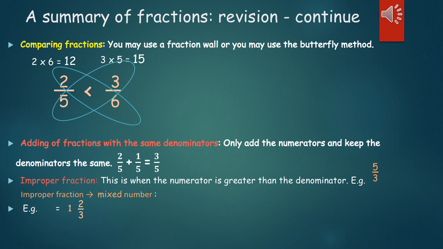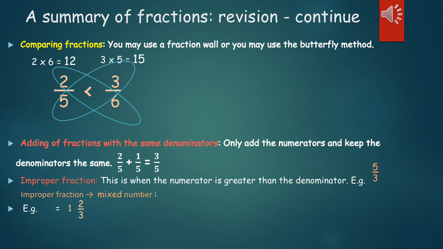Comparing fractions. You may use the fraction wall or you may use the butterfly method. 2 times 6 equals 12 and 3 times 5 equals 15. So 15 is greater than 12. It means that 3 over 6 is greater than 2 over 5.